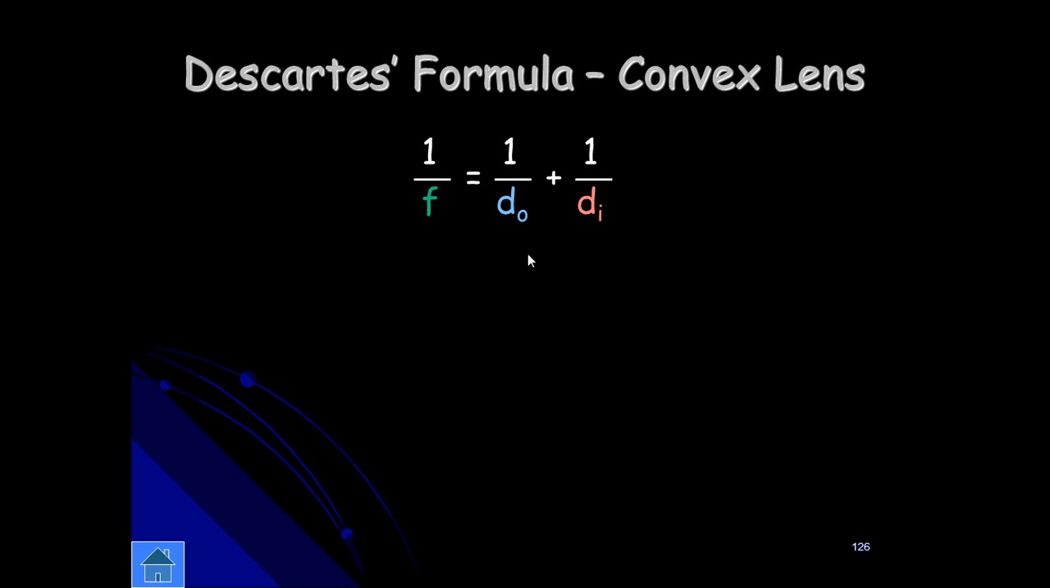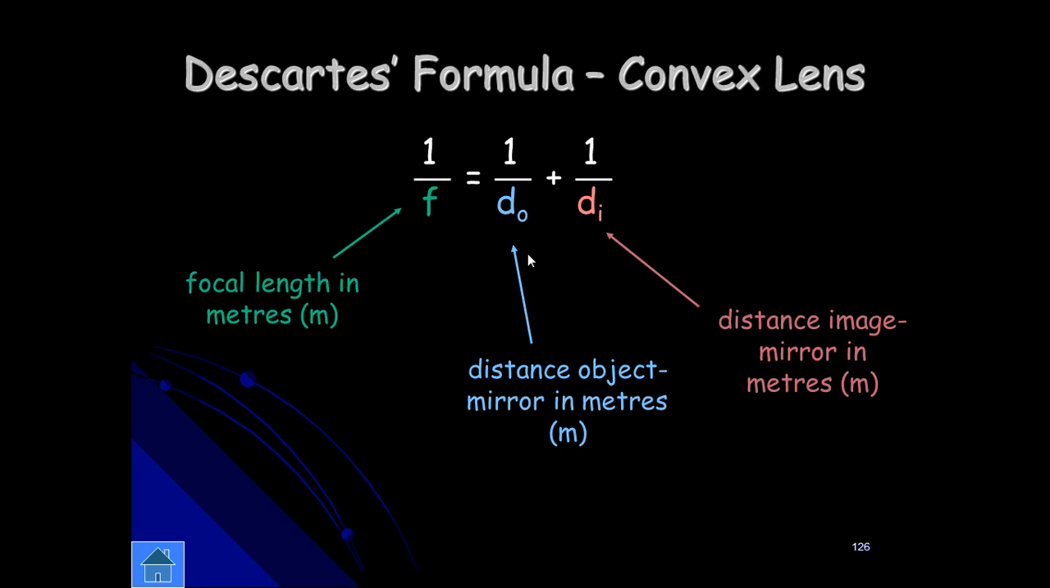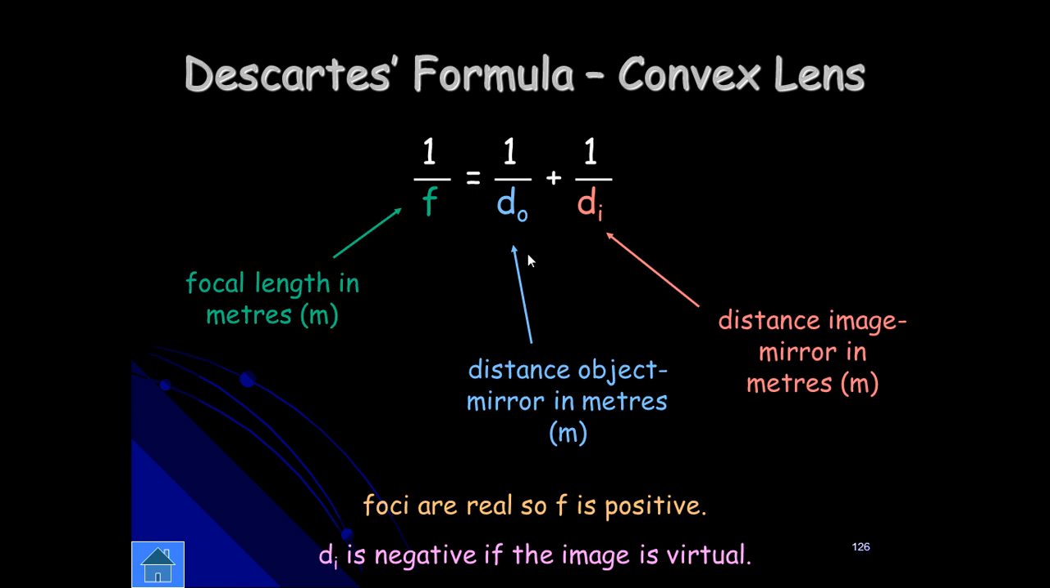The formula doesn't change between mirrors and lenses, and it's exactly what we've done before. These are ratios. So they are real, so are positive. And di is negative if the image is virtual.